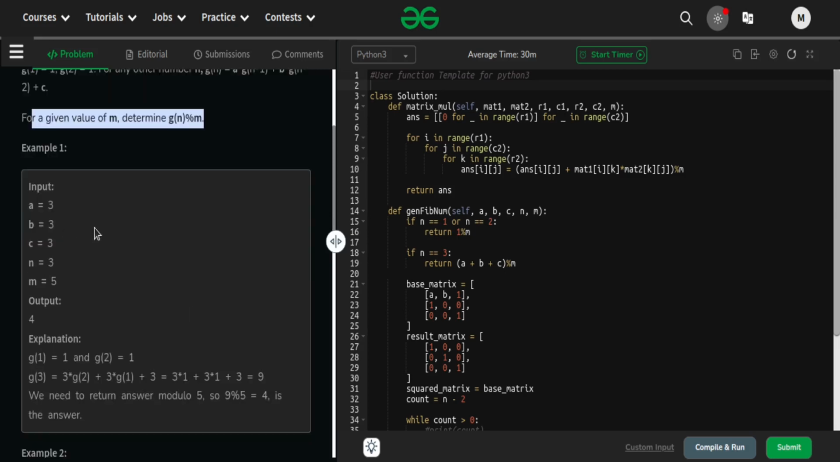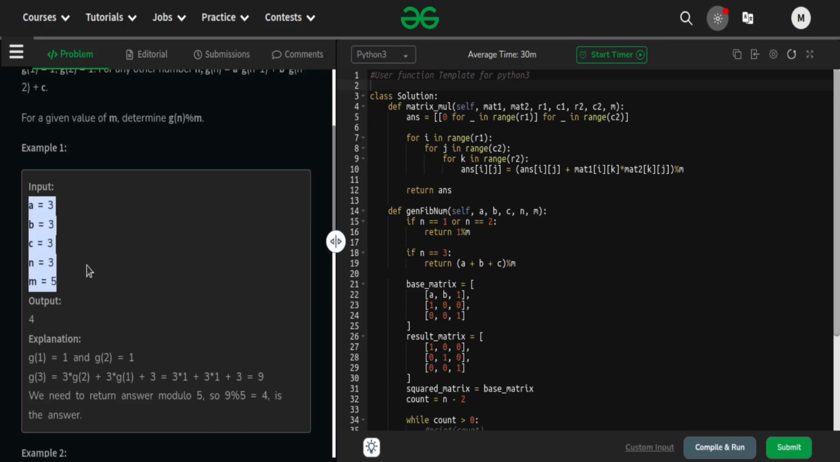So let us try to understand the problem statement with the help of an example. So here a, b, c, n and m are given to us and these are the values, and the nth term is what we would like to find out. Here n is equal to 3, so the nth term g3 will be equal to 9. So 9 modulo 5 is what we need to return, in which case it is 4, and that is what we are returning over here. So that's about the problem statement, folks.